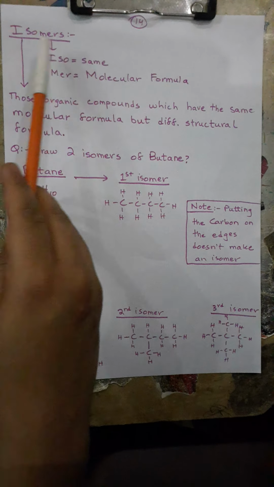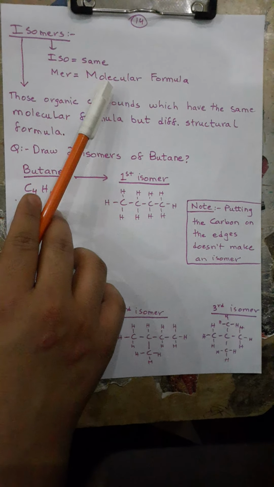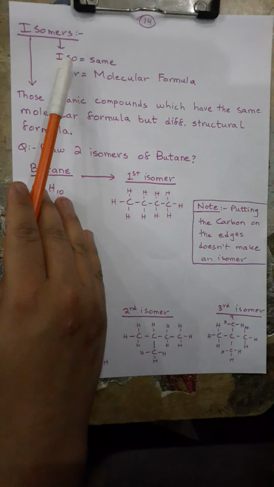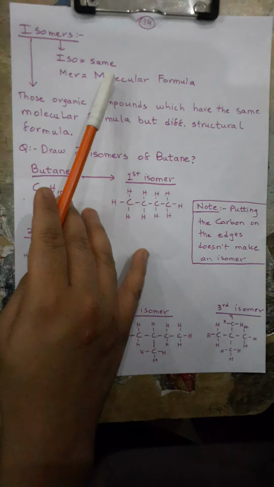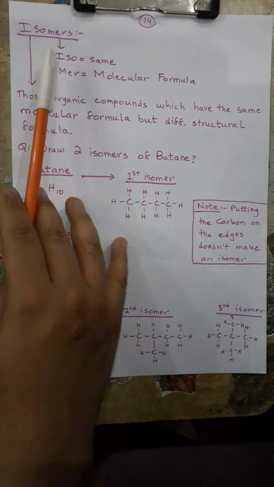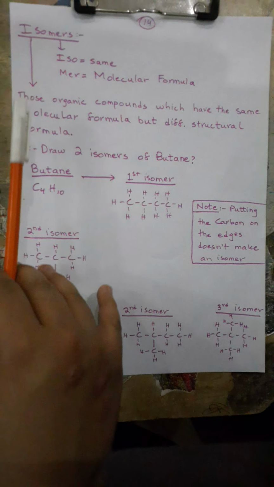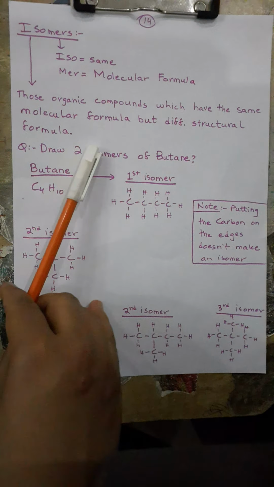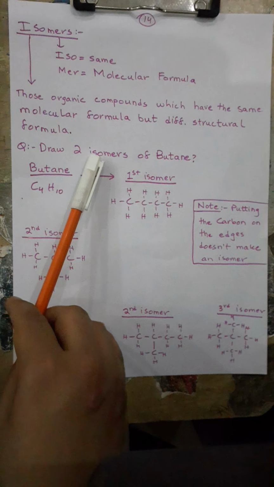Today we are going to start with this topic, isomers. One minute. Isomers. What does iso mean? Iso means same and mer means molecular formula. Now what is actually the definition of isomers? Isomers are those organic compounds which have the same molecular formula but different structural formula.